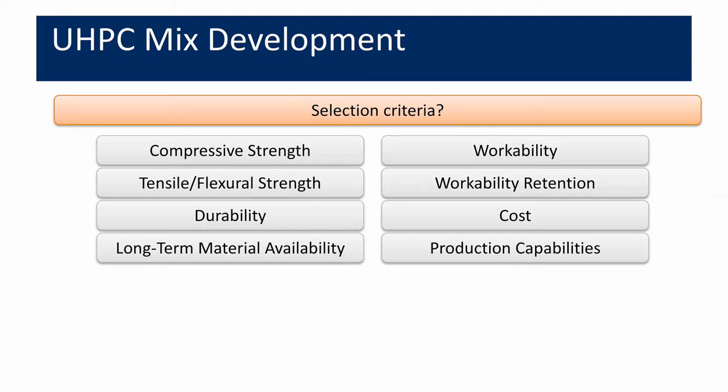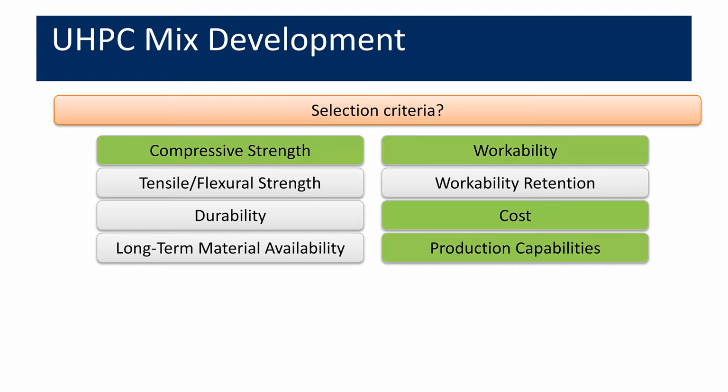How expensive is the mix going to be? What's the cost? And also, what are the production capabilities at the plant? Do I have enough silos at the plant to handle an additional supplemental material, for example? So just to give you an example, if I'm developing a mix design, I might consider the ones I've highlighted first. I might consider compressive strength, workability, cost, and production capabilities to make my initial selection. But once I've developed a mixture that I'm happy with that meets those 4 criteria satisfactorily, then I'll look at the other ones and do additional evaluations to make sure that my mix is going to work long term.